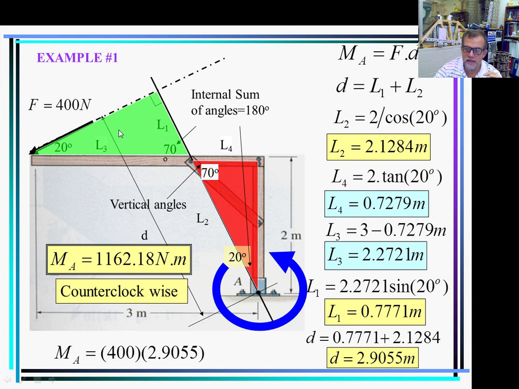force times distance. The only thing that we have to take care of here is that the distance has to be perpendicular from the point where I want to calculate the moment to the line of action of the force. That's basically what we said before. You can go back to the previous lecture and read it, but there is a bunch of things involved in calculating this distance L1 and L2. Once you have that, you add them up, multiply that by the force, and that was the value, and then you study the direction, clockwise or counterclockwise.